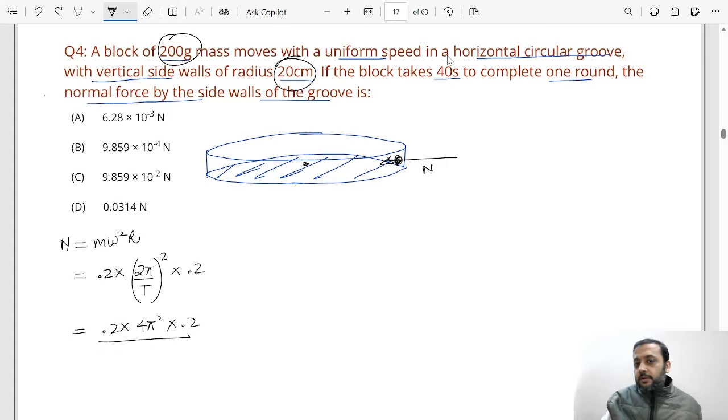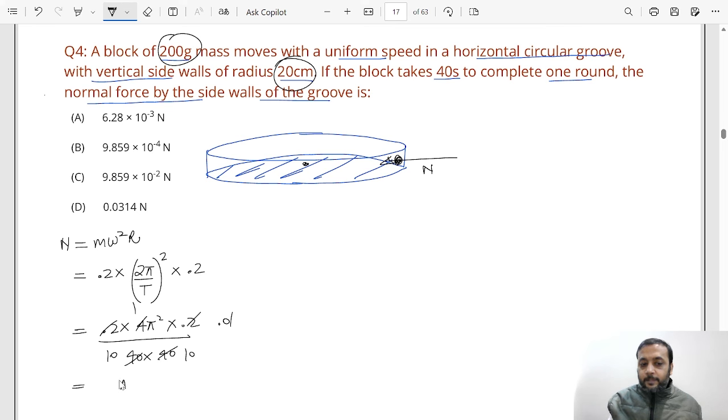Now the time period of the circular motion was 40 seconds, so that will become 40 into 40. Cool enough. Now you see this 4, this will become 10. And this is how much? You can see this is 0.04. So 0.04 will become 0.01, and this will become 10.